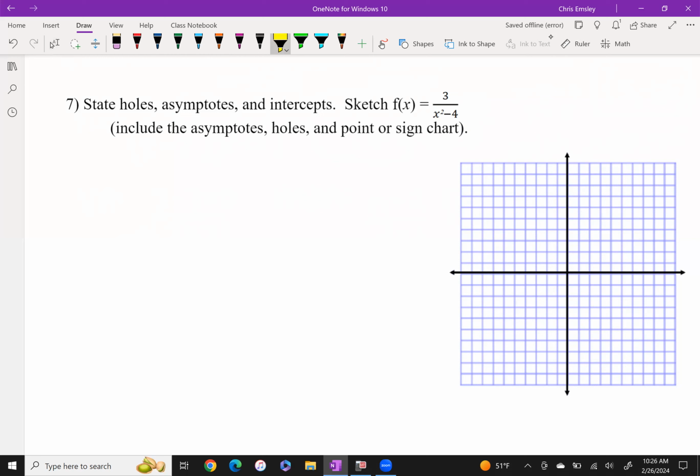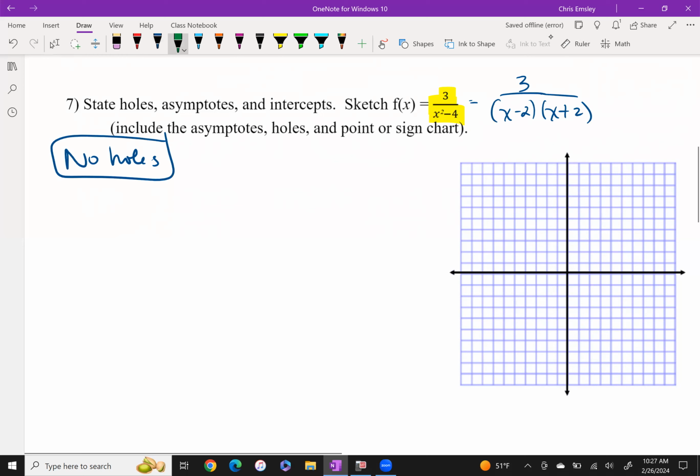Holes, I can look at this one pretty quickly and see there is no common factor to the top and the bottom. The bottom does factor. It factors into x minus 2 and x plus 2, but neither of those factors also occur on the top. So no holes.